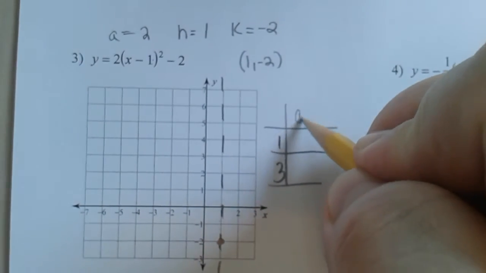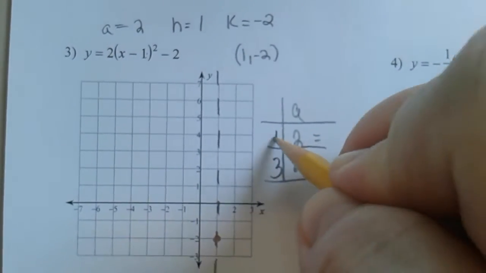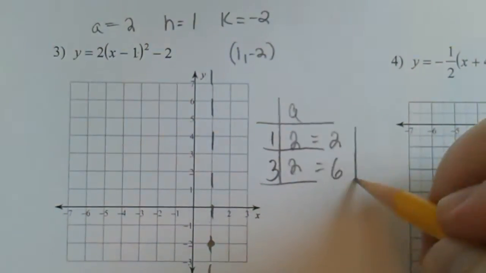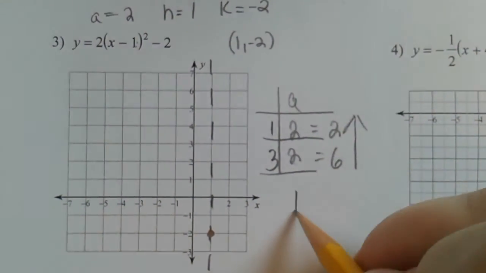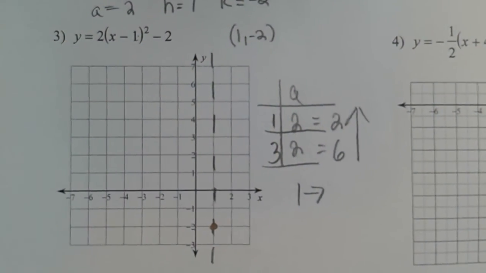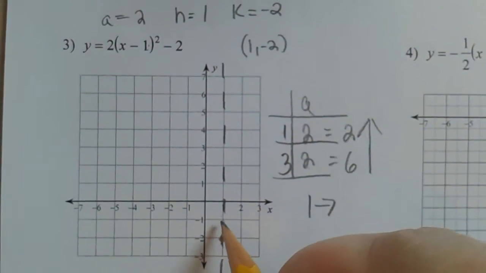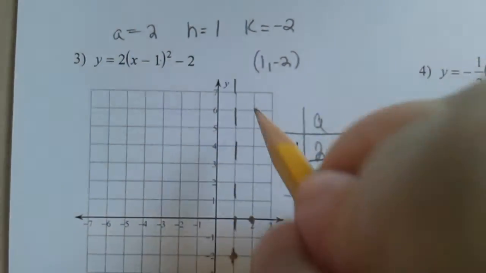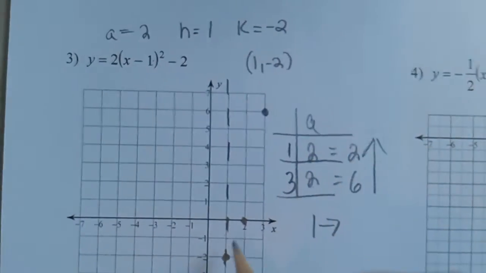We take our a value, which is 2 in this problem. 1 times 2 is 2. 3 times 2 is 6. Okay, they're positive, so we go up. The horizontal change is always 1 to the right. So the first move is to go up 2: 1 unit, 2 units, always over 1 to the right. Then I'm going to go up 6 units, 1 to the right.